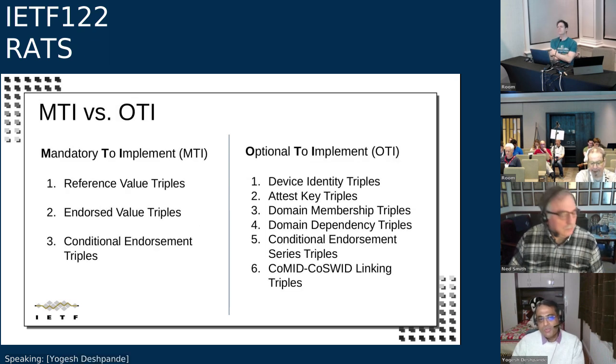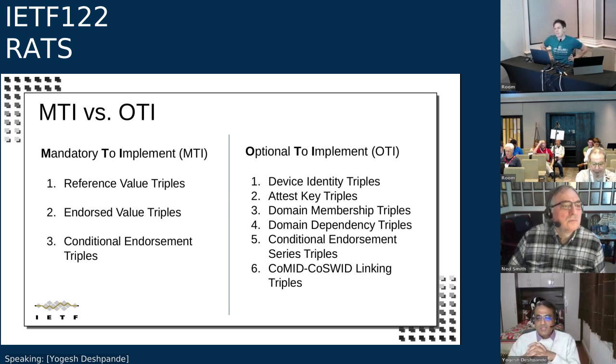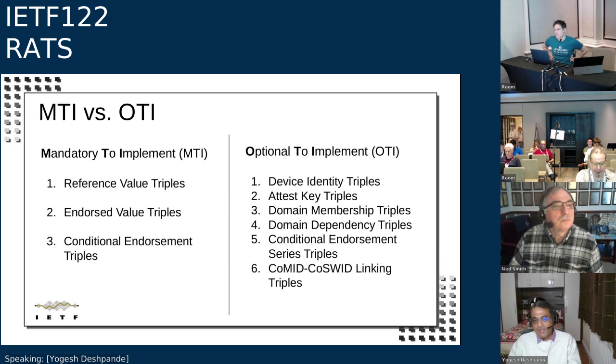As I mentioned, MTI versus OTI, what does it actually mean? MTI stands for mandatory to implement. This is our guidance or advice to the implementers of profiles based on this document, that these are the mandatory triples you must implement, or it's advised to implement. These are only three things. Reference value triples convey reference values, endorsed value triples convey endorsed values, and conditional endorsement triples are a more specific instantiation of the endorsement triple, where for a specific revision of measurement you supply some endorsements. And optional to implement, of course, I'm not going to go into detail about what each of them are, but here is the concise list of optional to implement. A profile may mandate an OTI as mandatory, but it is normally not advisable to skip the mandatory to implement triples, and one should implement them for completeness of the profile. Next slide, please.